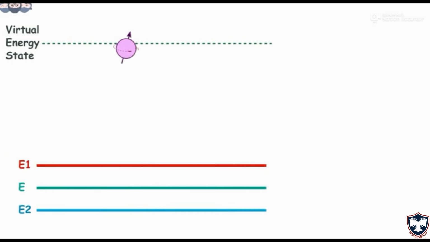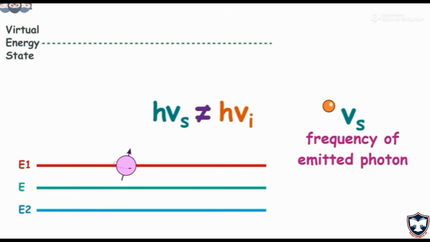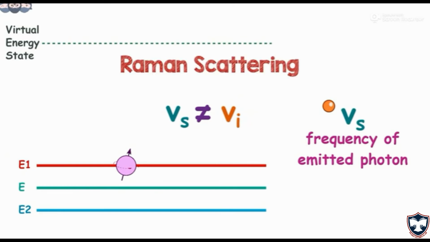However, sometimes electrons, when losing energy from the virtual state, can fall back to a different vibrational level. In this case, the energy lost by the electron is different than the energy absorbed from the incident photon. As a result, the photon emitted by the electron has energy different than the incident photon. This is possible when the frequency of the emitted photon is different than the incident photon. This gives rise to Raman scattering.